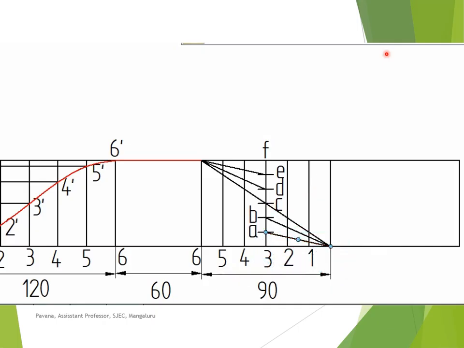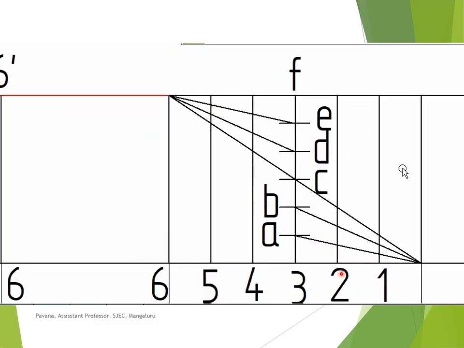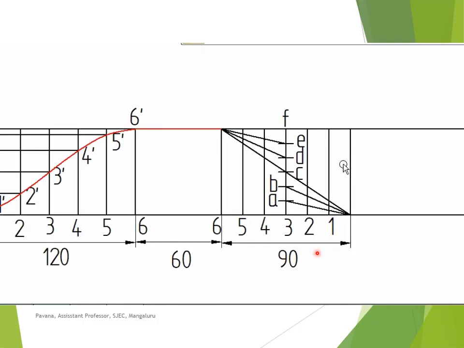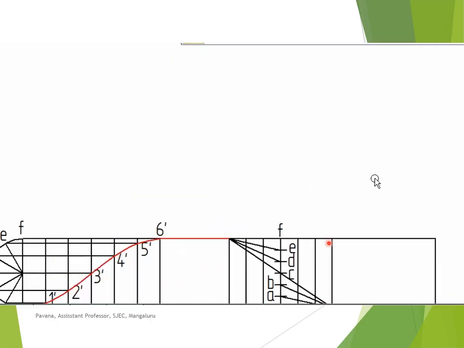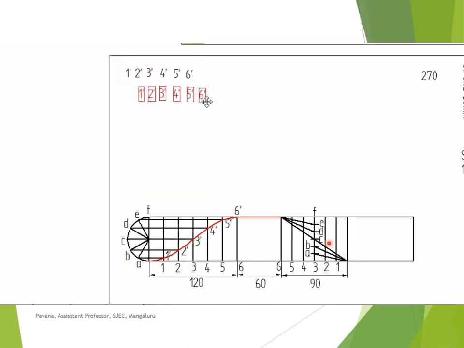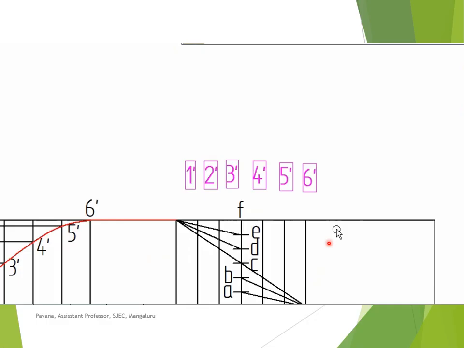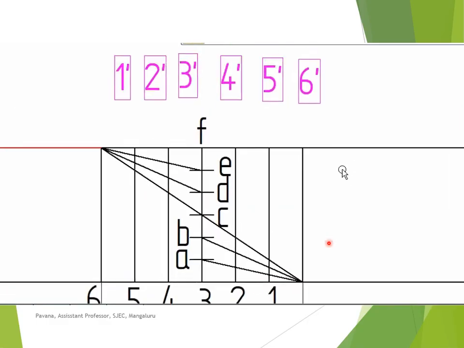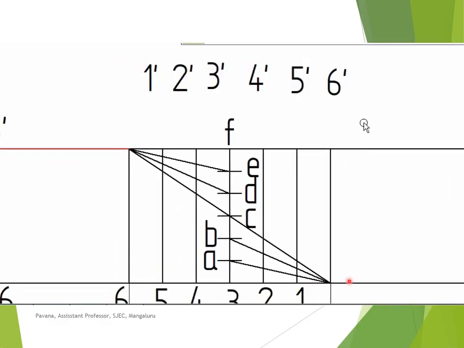So the line from A, where it cuts line 1, that will be 1 dash for us. You can see here there is a line from A, it is intersecting on line 1, so this point is our intersection point. Name that as 1 dash. So like this. This intersection point, line from A and 1, is 1 dash.